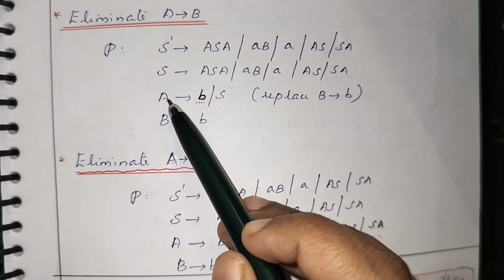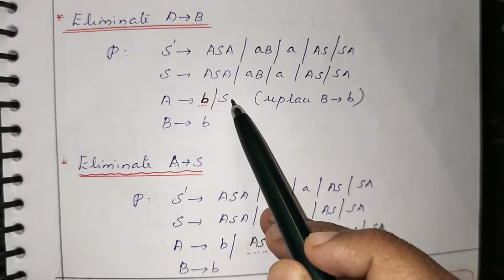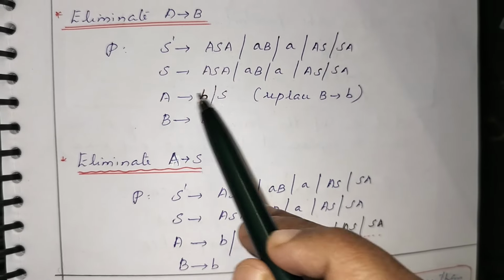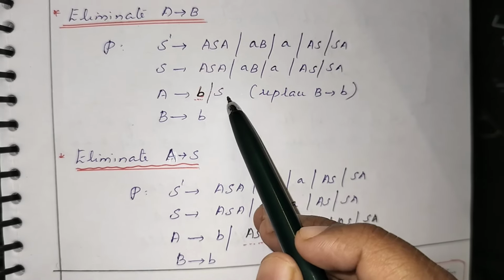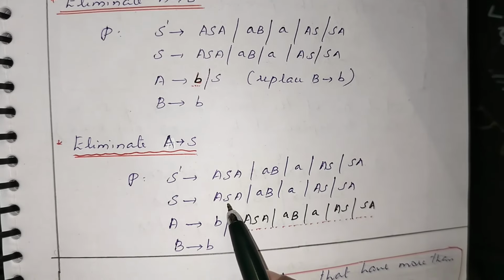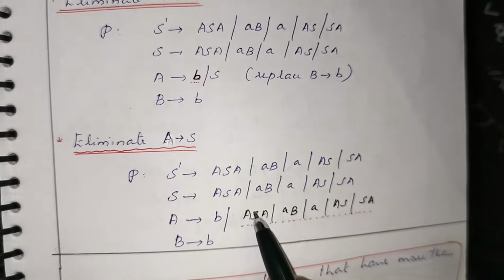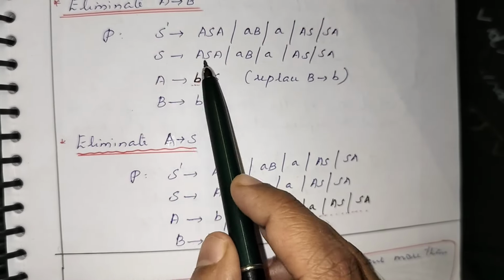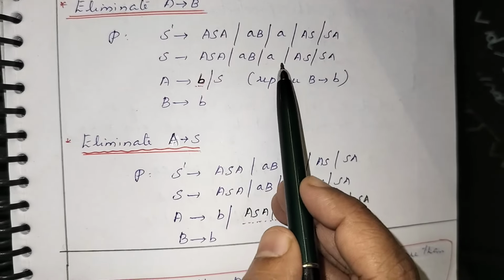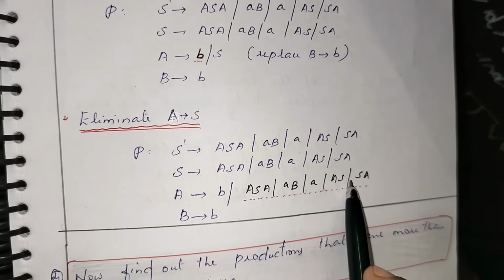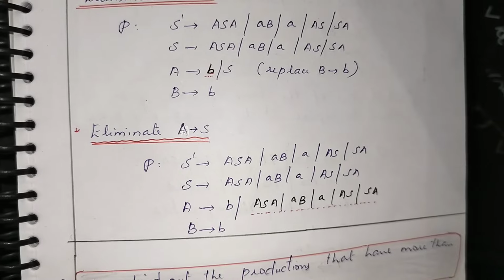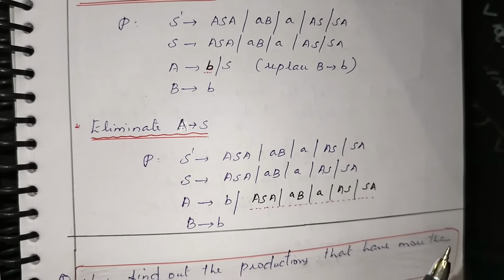Then the remaining unit production is A gives S. If I am eliminating A gives S, I need to replace S with the corresponding production. That is, instead of S, I replace the production of S. What is S gives ASA, ABA, ASSA. So the same thing I wrote here. Thereby we eliminated all the unit productions from the given context-free grammar.